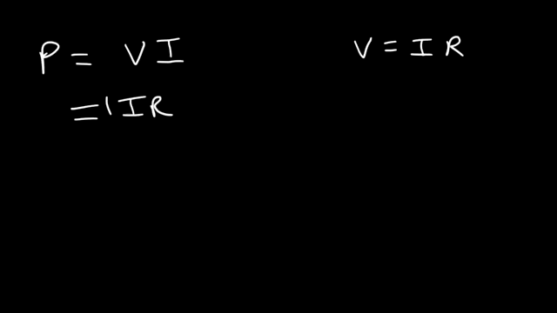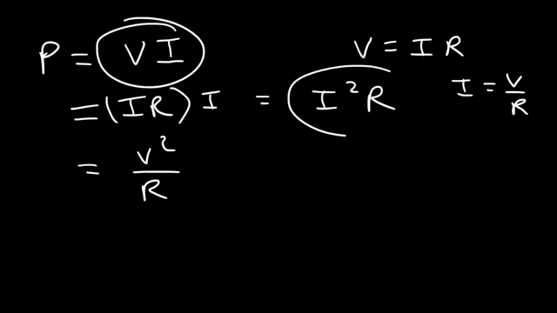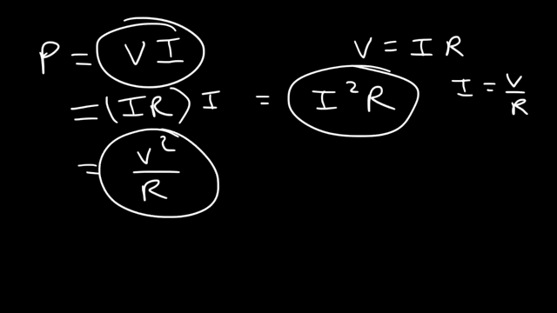The next equation you need to be familiar with is electric power. Electric power is the product of the voltage and the current. Now, there are 3 forms of this equation. If you replace V with IR, you get the second form, which is I squared times R. And if you replace I with V over R, you get the third form, which is V squared over R. So power is equal to voltage times current, or I squared times R, or V squared over R.